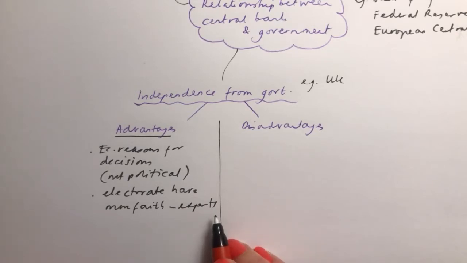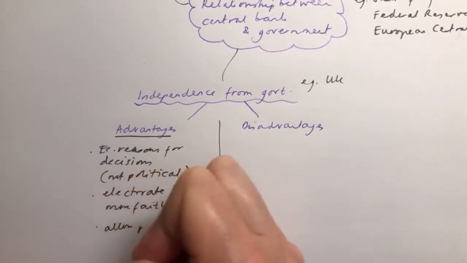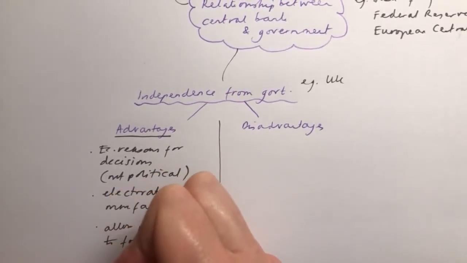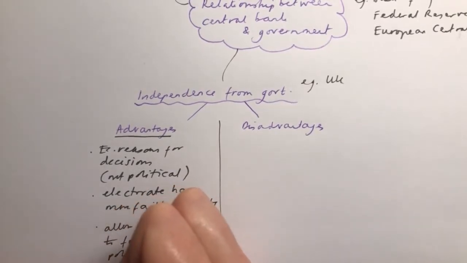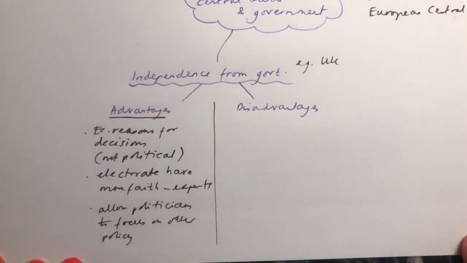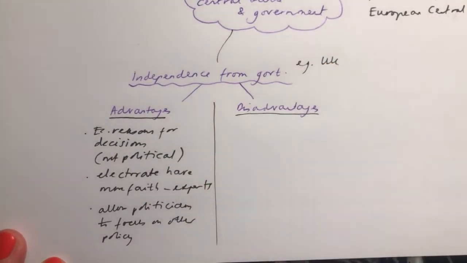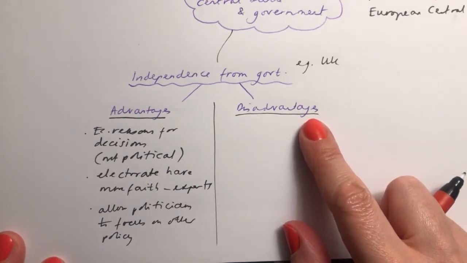The last one is that having an independent central bank will allow politicians to focus on other policy. They won't be using their time working out what happens with monetary policy. That will be done by experts within the central bank who are independent from government. However, there are a few disadvantages as well of having a central bank which is independent of government.